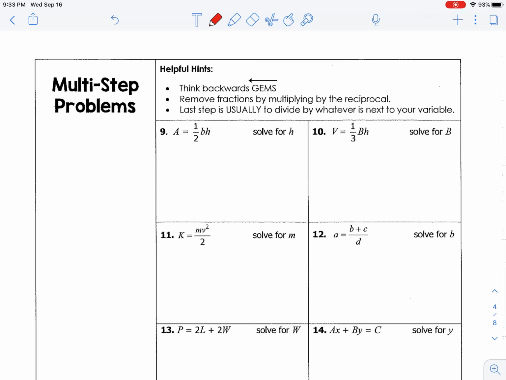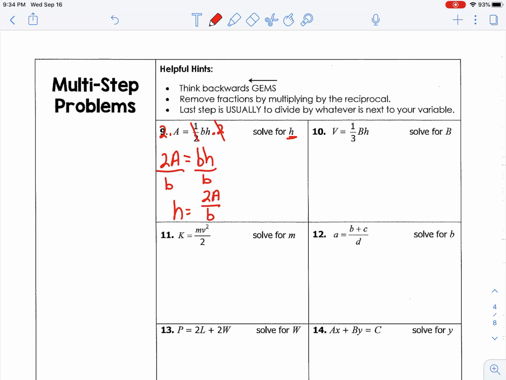Here we go. So we're going to solve for h. Okay. So in some of these, like here before, we again had that fraction in there. I'll get rid of that first. So I'm going to multiply by 2. Okay. So the 2 and the 1/2 are going to cancel. So bh is equal to 2a. And now we're trying to solve for h, which means we need to divide out the b. So h is equal to 2a over b.